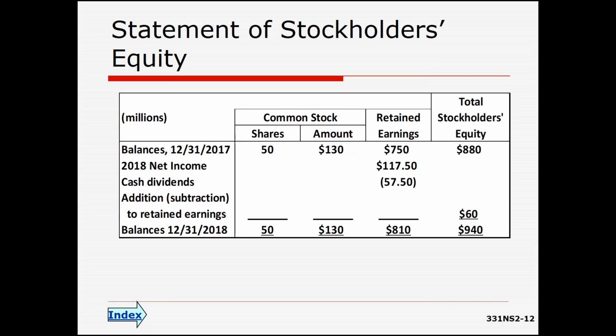Allied's statement of stockholders' equity is a simple statement since they didn't issue any new stock. Beginning of the year retained earnings plus net income minus dividends paid equals end of year retained earnings, and these figures are consistent with the balance sheet data.